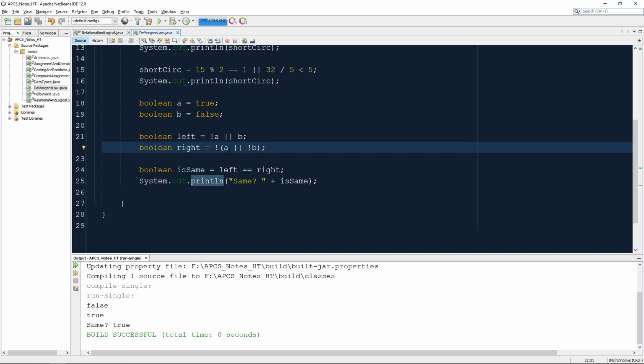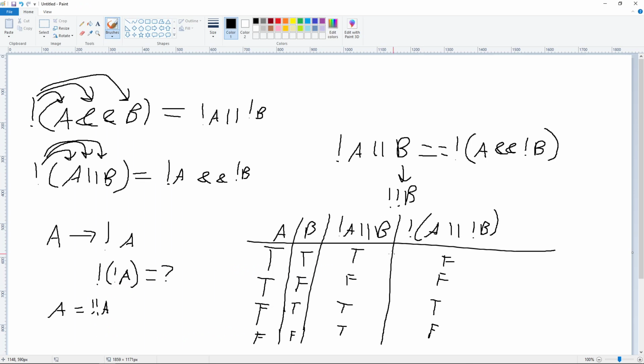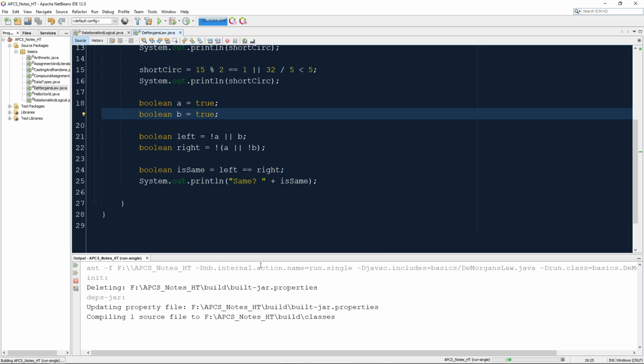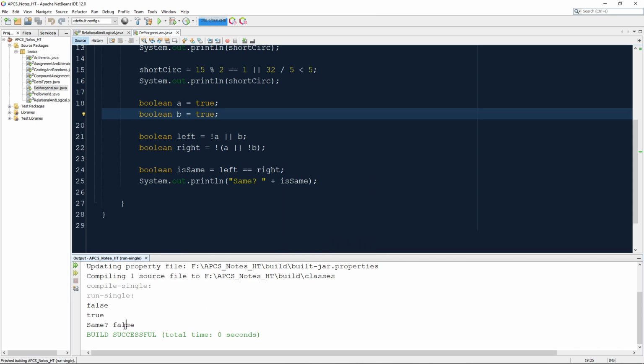Now let's try it differently. Let's go ahead and plug in two trues. And the claim, according to this truth table, is that they will not be the same, so is same should be false when we run this. And there it is. So we cannot claim two statements are the same unless they give us the same outputs for every possible input.